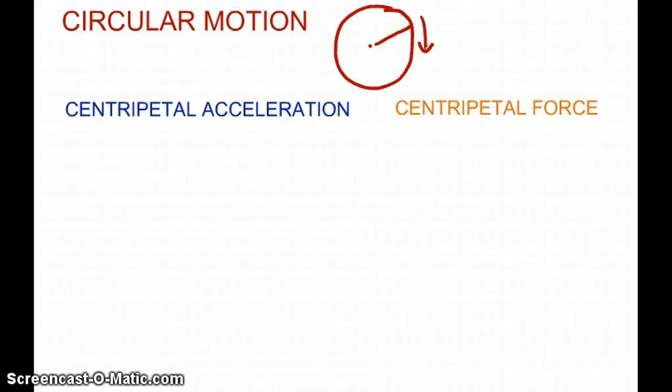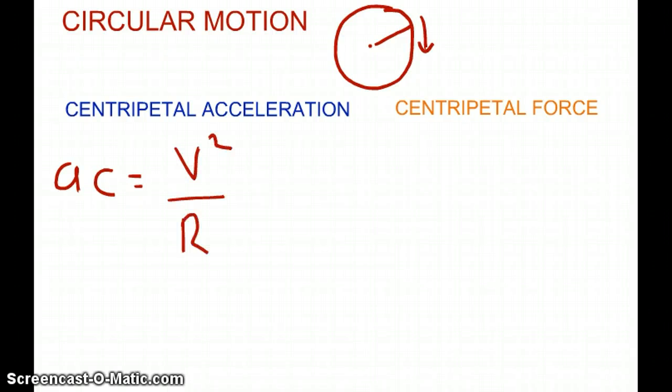The first formula is for centrifugal acceleration. We have that AC is equal to velocity squared over radius. And the next formula is for centrifugal force, which is Fc is equal to mass times velocity squared over radius.